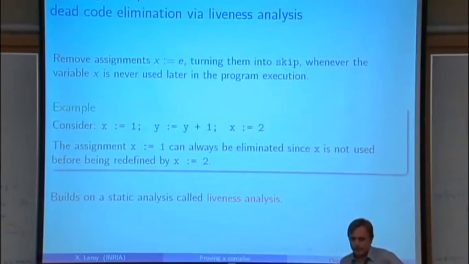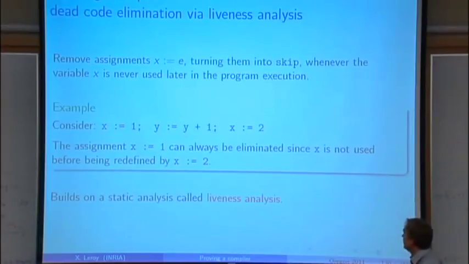And so this is the running example for today. That's dead code elimination via liveness analysis. We want to remove assignments of the form x gets e and turn them into skip statements whenever the variable x is never used later in the program execution. And here is an example.